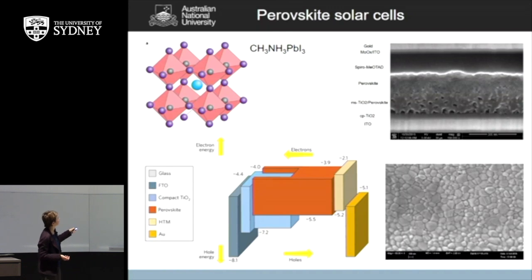And what we have is the perovskite itself. We have some titanium dioxide. We have some layers to help transfer the electrons over here. And over here we have some layers to help transfer the holes out. So that shows you the structure of the solar cells we're making.